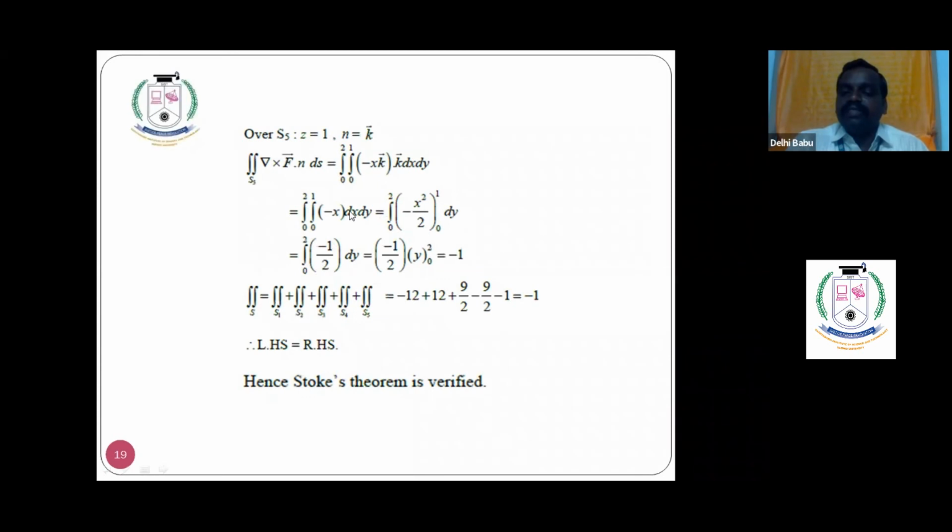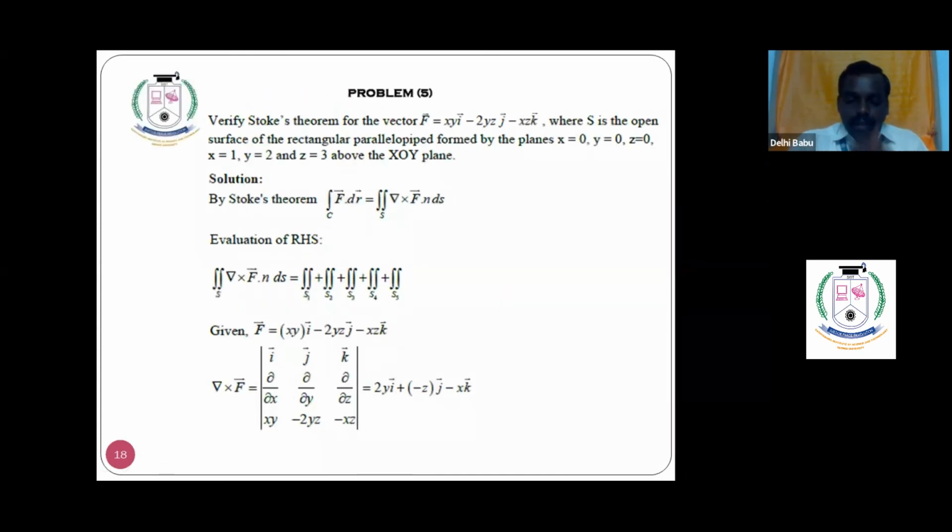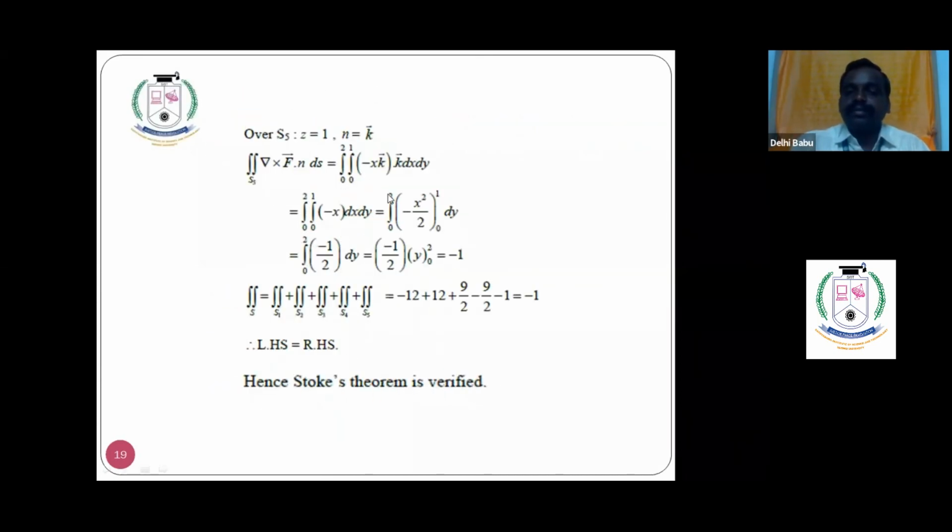And similarly S5. Here n cap equal to plus k. So del cross F k component is minus x k vector dot k vector. It's z direction. That's why dx dy. K dot k is 1. So we have only x into dx dy. X integration is x square by 2 between the limit 0 to 1. Put x equal to 1. So minus 1 by 2 into dy. Integral dy is y between the limit 0 to 2. Apply the limit. 2 gets cancelled. You get minus 1. So we have only 5 surfaces.